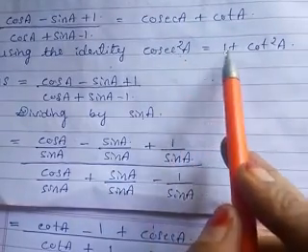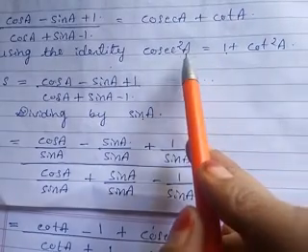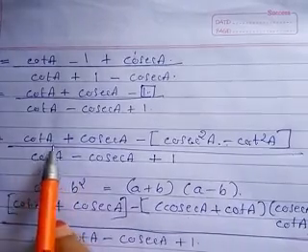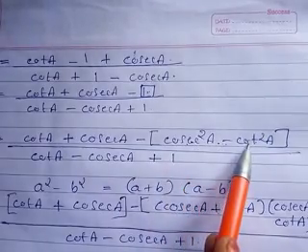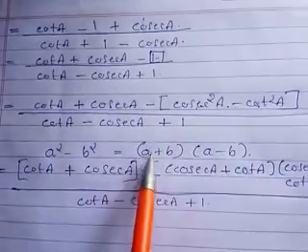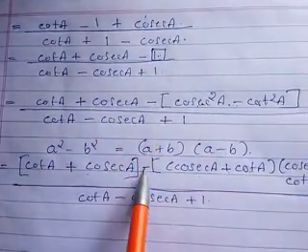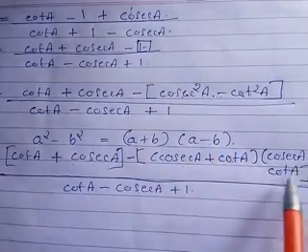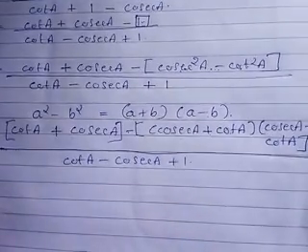Cosec square A is equal to 1 plus cot square A. Transposing, 1 is equal to cosec square A minus cot square A. Next, substitute the value of 1 as cosec square A minus cot square A. This is in the form of A square minus B square, which is A plus B into A minus B. Now write the numerator as it is, minus (cosec A plus cot A)(cosec A minus cot A), and the denominator as it is.